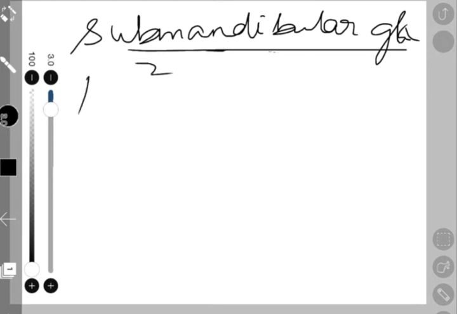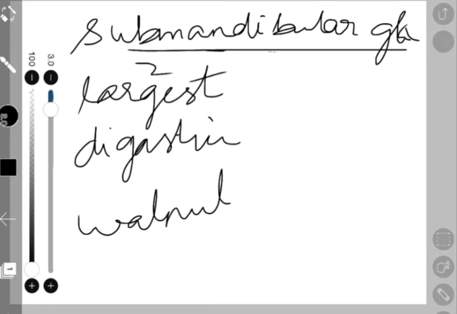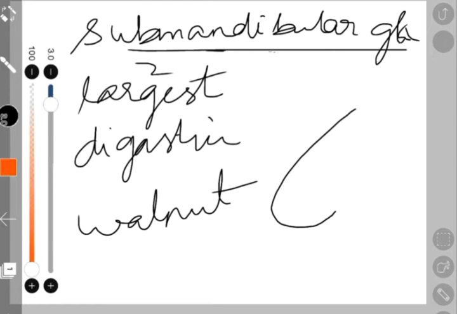The submandibular salivary gland is the largest of all the major salivary glands. It is situated in the digastric triangle and it is about the size of a walnut. It is J-shaped. This is the gland.